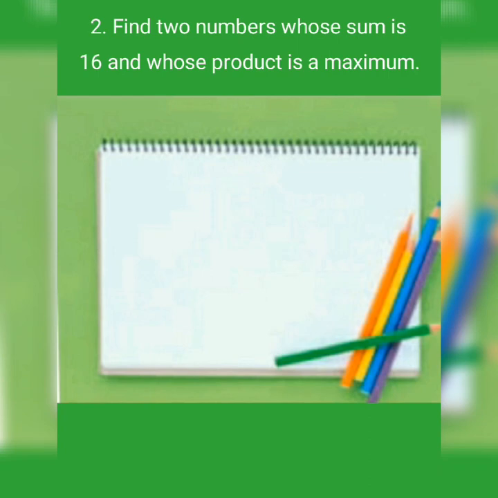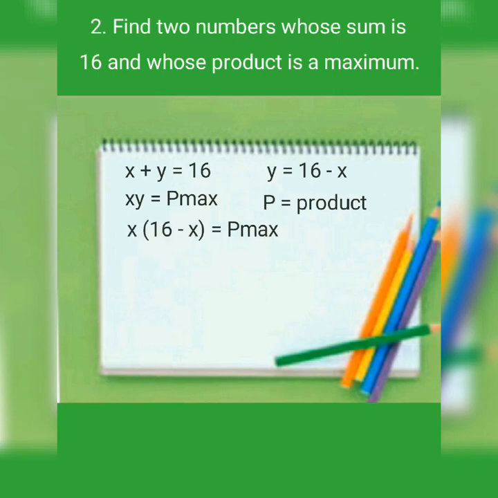Whose sum is 16 and whose product is a maximum. By letting x be the first number and y be the second number, two numbers whose sum is 16 can be represented as x plus y is equal to 16 or y is equal to 16 minus x. While product is a maximum can be represented as xy. By substitution, we have x times the quantity of 16 minus x.